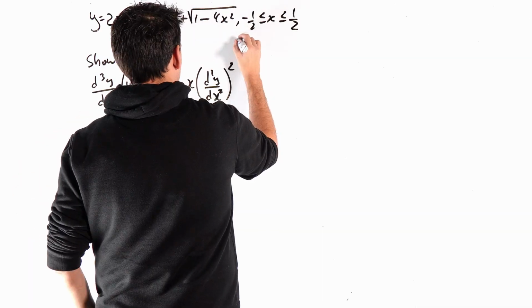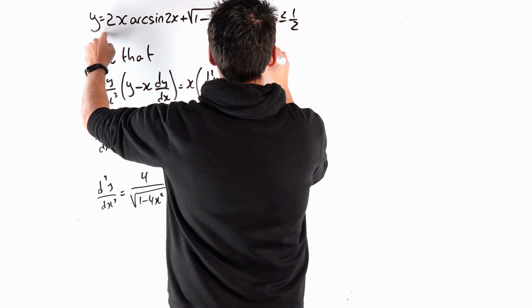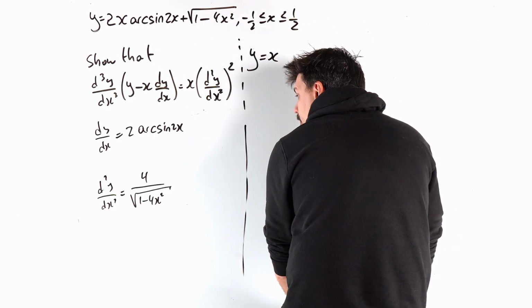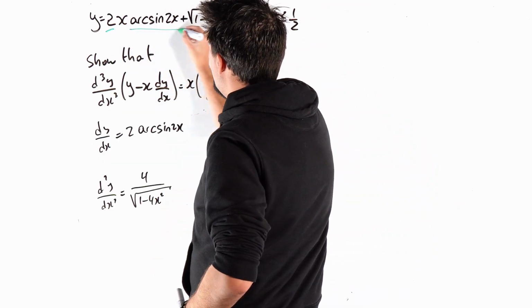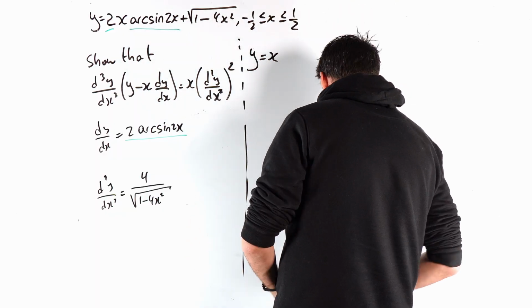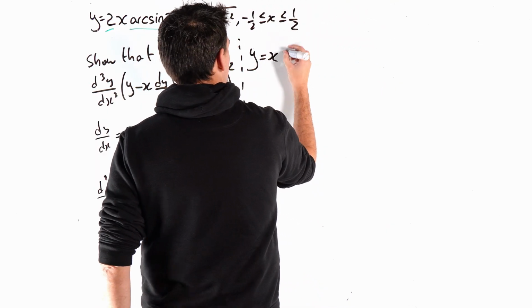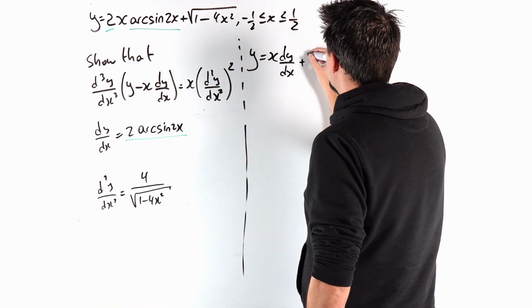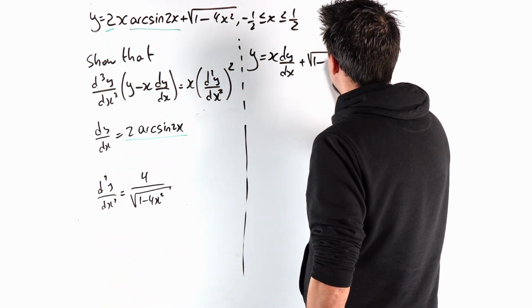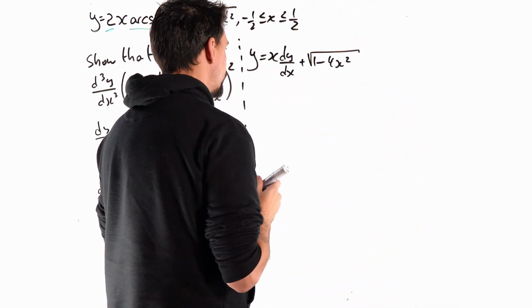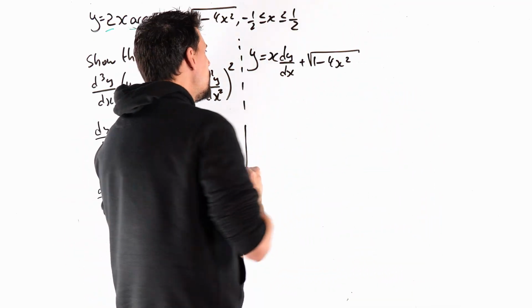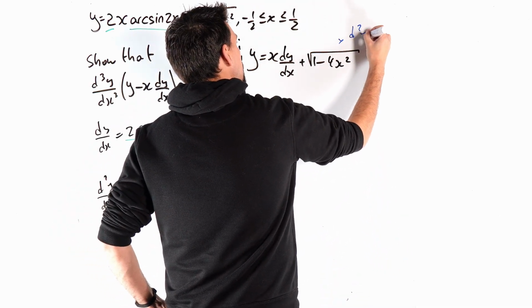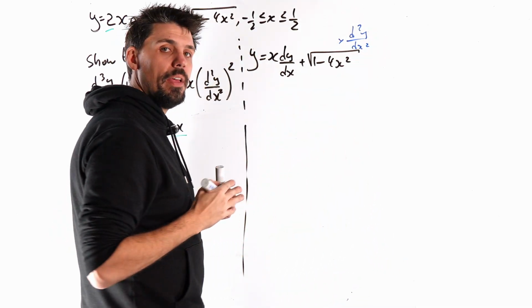So we get y. I want that 2 to go with the arc sine. Right, 2 arc sine x. So that becomes x dy by dx plus square root of 1 minus 4x squared. Now then, what I'm going to do now is multiply this entire thing through by d2y dx squared.